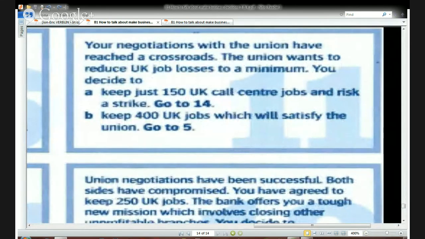Your negotiations with the union have reached a crossroads. The union wants to reduce UK job losses to a minimum. You decide to A, keep just 150 UK call center jobs and risk a strike. B, keep 400 UK jobs, which will satisfy the union. So we have to decide if we should give in to the union's demands or just make a little gesture, say, okay, we understand your point. Look, you can keep 150 jobs. Or we give in to their demands, we keep 400 jobs, we don't really cut a lot of costs.